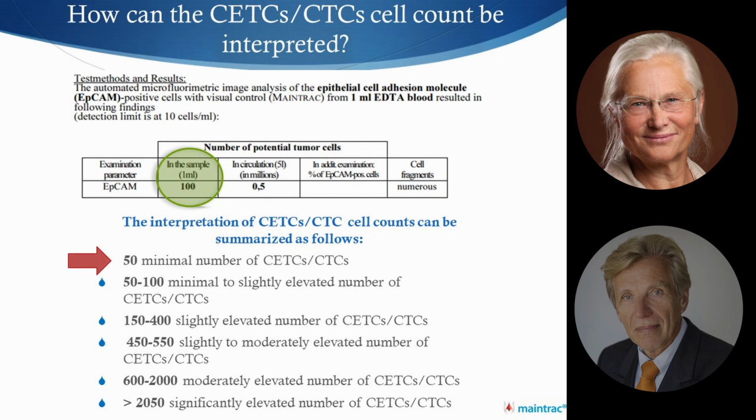And 50 is a minimal number of circulating tumor cells. 50 to 100 we call minimally to slightly elevated. 150 to 400 is slightly elevated. 450 to 550 we call slightly to moderately elevated cell numbers. And 600 to 1,000 is a moderately elevated number, and above it's a highly or significantly elevated number of circulating tumor cells. This is just so that you get an impression of the range of cells that we detect.